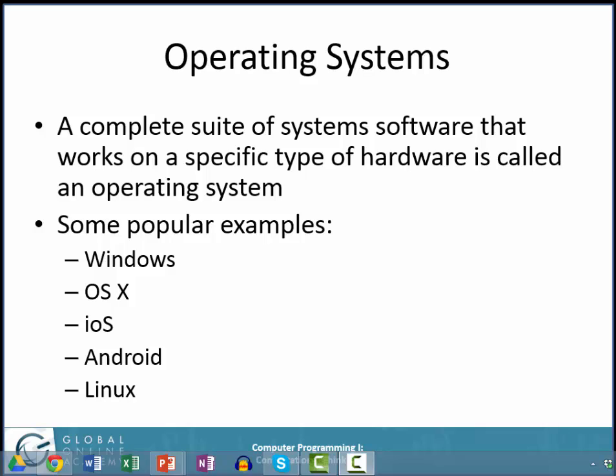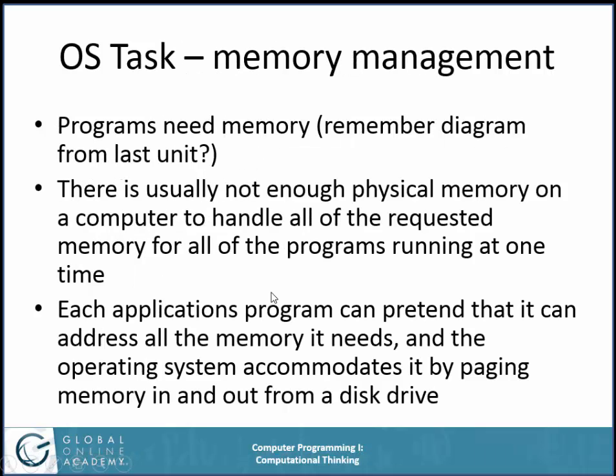Well, they aren't the same as each other, but they all have certain characteristics. So, one of them is that operating systems have to do memory management. This is not anything you normally see, but you can somehow feel it in the background. Now, what do we mean by memory management? Programs need memory. Remember that diagram from the last unit? There's lots of memory, and in the memory we have data stored, and we have instructions stored, and so on. And the computer runs through the program one step at a time and does whatever it tells it to do.